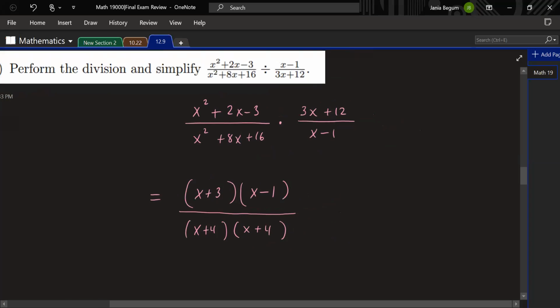Now for the second fraction, for the top, we can pull out a GCF, which is 3. Then we have x plus 4 left. And on the bottom, it's already a nice factor, x minus 1. If you want, you can put parentheses around it just to make it look nicer, but you don't have to.